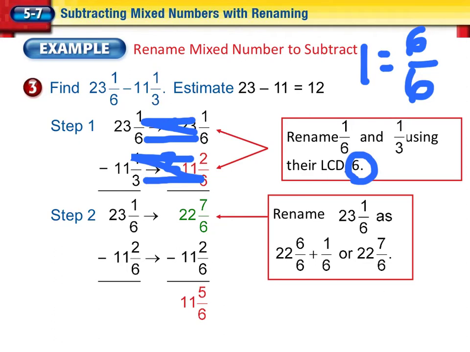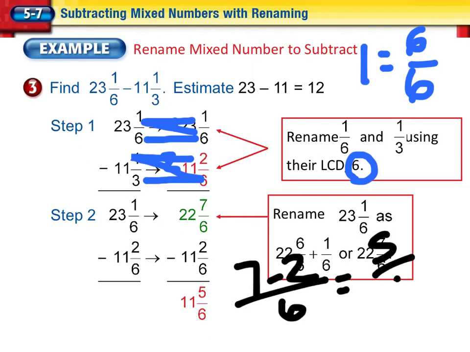And now we know that we can take 7 and subtract 2 from that. So that will be 7 minus 2, and we're talking about sixths, so it's going to be 5/6. Then we subtract our whole numbers. We'll subtract 11 from 22, which leaves us 11. So our answer is 11 5/6.